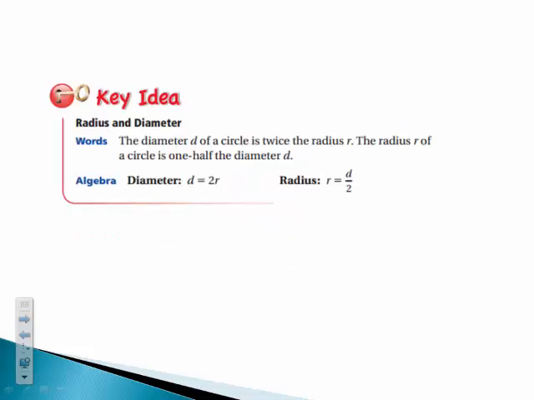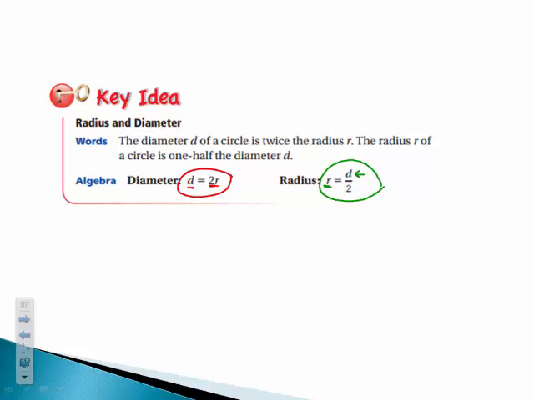Okay, so let's move on. We're going to go kind of quickly because all of this was done in 6th grade. But the diameter, in words, it reads: the diameter D of a circle is twice the radius. So all that's saying is this formula right here. To find your diameter, you just multiply your radius by 2. Or, the sentence also says the radius R of a circle is 1/2 the diameter. So that's talking about this formula right here. If you want to find the radius, you take your diameter and you divide it by 2. So that is how you find your diameter and your radius.